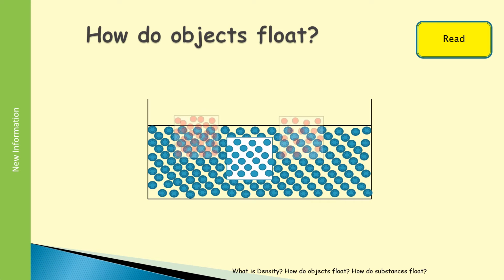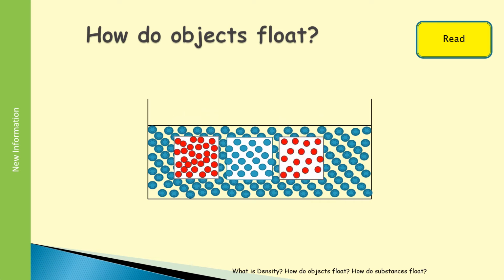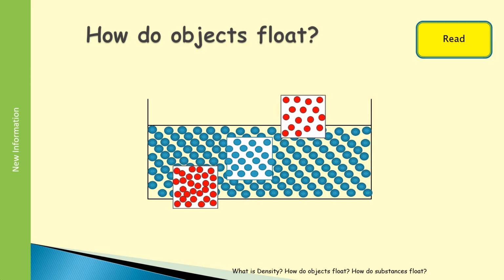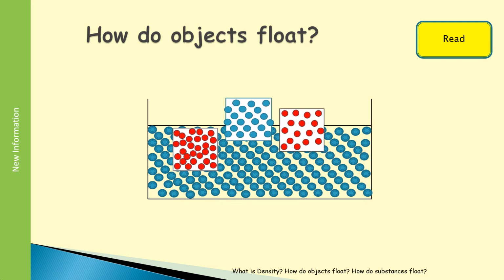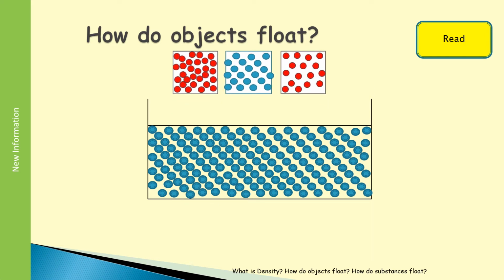The density of a material affects lots of its physical properties. One of the most important is whether or not it will float. Materials that are less dense than water will float in water. Materials that are more dense than water will sink.